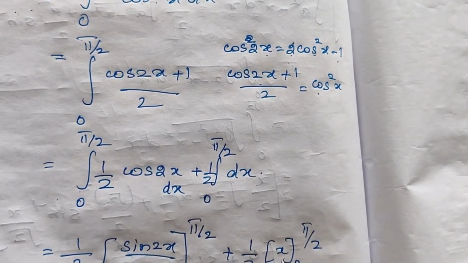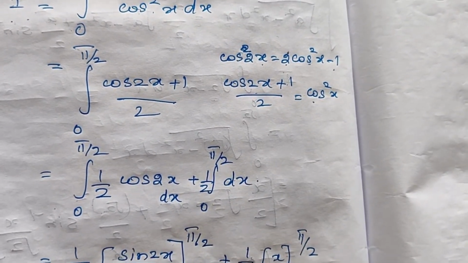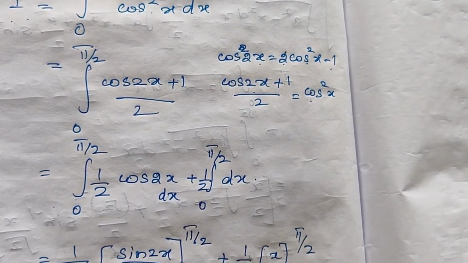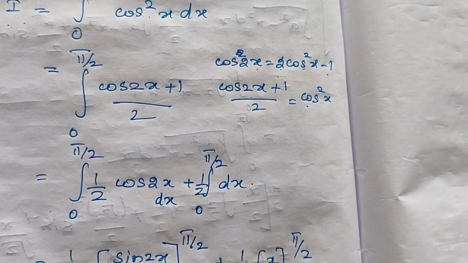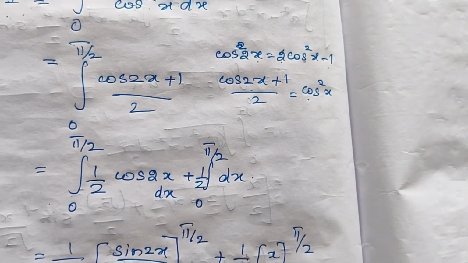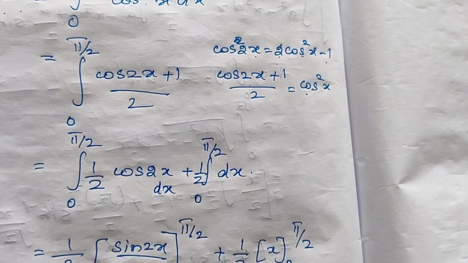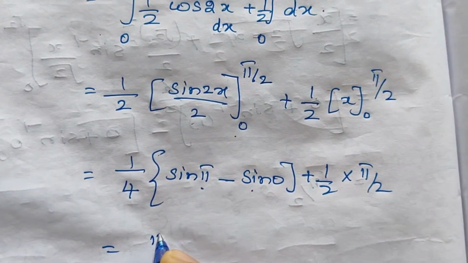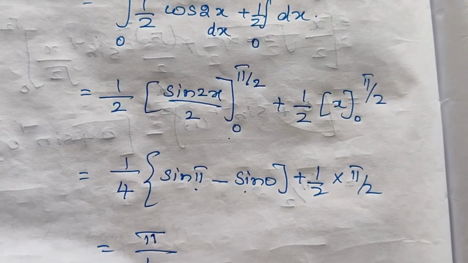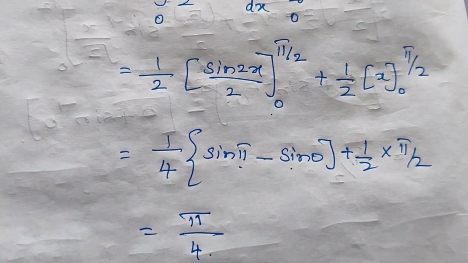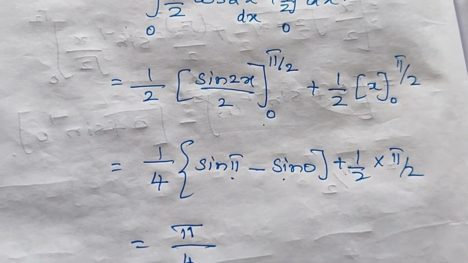Plus here 1 by 2 into pi by 2. This one gets 0. Therefore, here 1 by 2 into pi by 2. Here also sin pi is 0. So 0, then 1 by 2 into pi by 2. Therefore, it is equal to 1 by 2 into pi by 2, which is pi by 4.